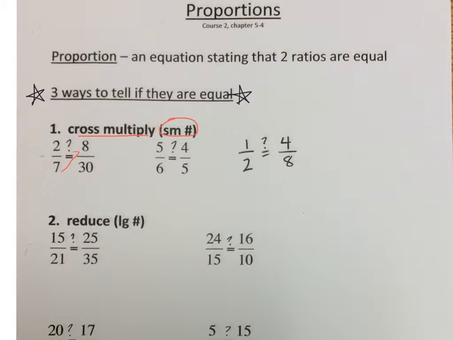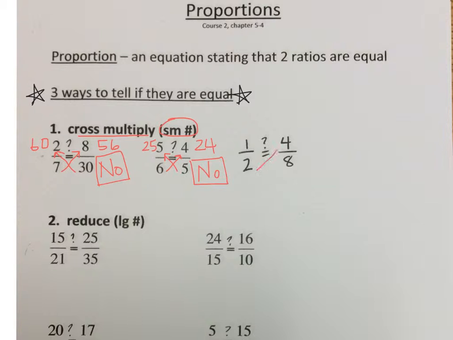This is where you go 7 times 8 is 56. 30 times 2, that's not 56. That is 60, and so they are not equal. They do not form a proportion. Let's check out the next one. 6 times 4, 24. 5 times 5, 25, and therefore not a proportion again. They are not equal.